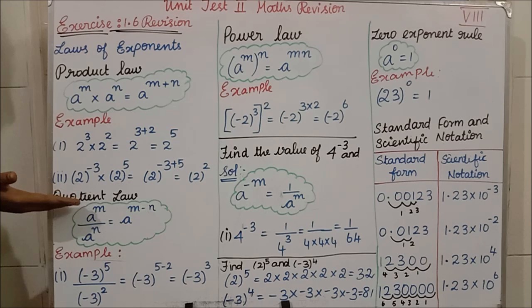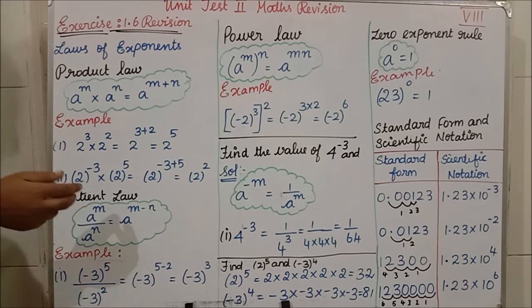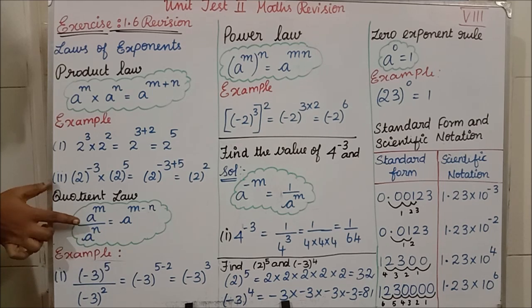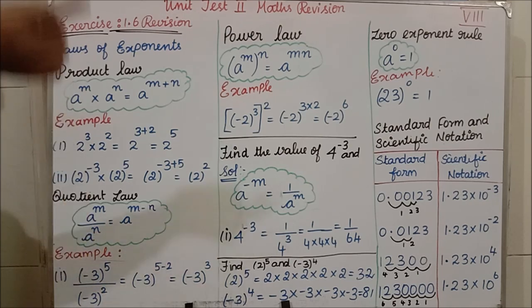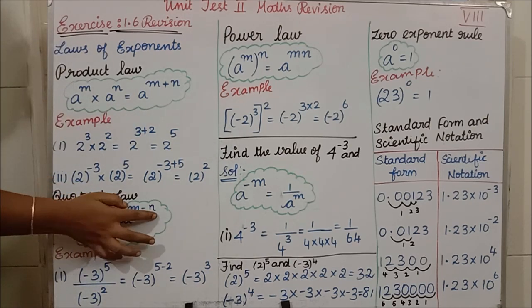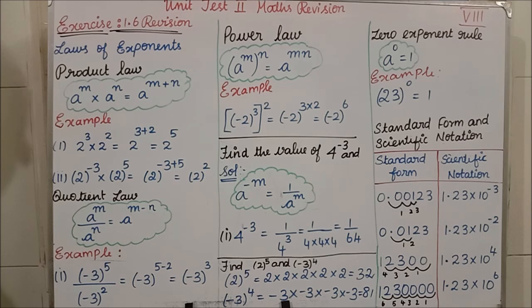Next we'll move to the quotient rule. Quotient means it will be in the divide form. You will be having the numerator as well as the denominator. If you see here, the base is A, here also the base is A. Here the power is m and here the power is n. In the quotient rule, if the bases are the same, then the powers should be subtracted. The denominator power will come to the numerator, that will become minus n. Clear, students, all of you?